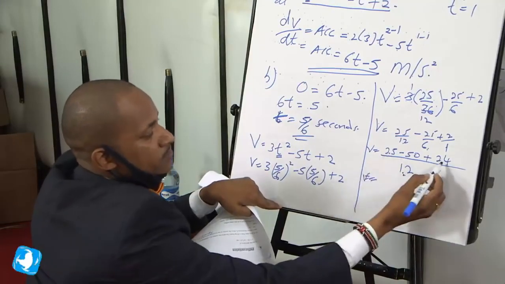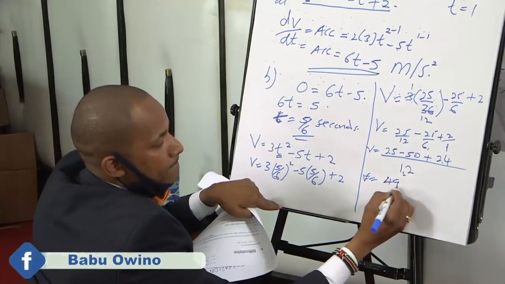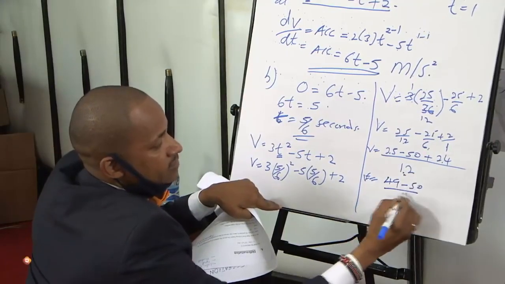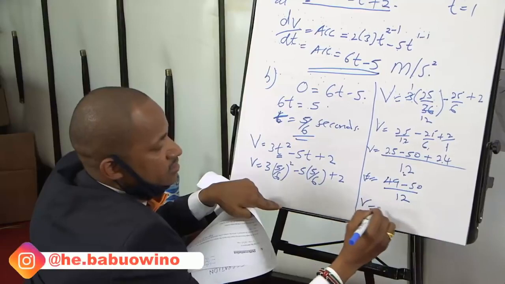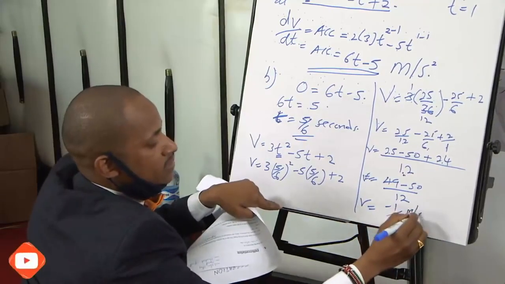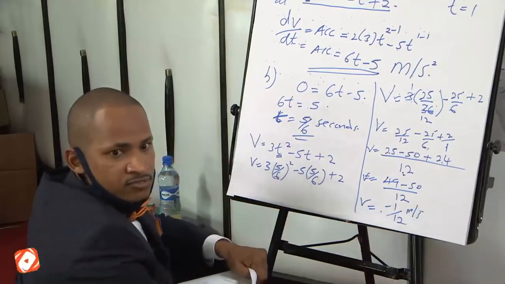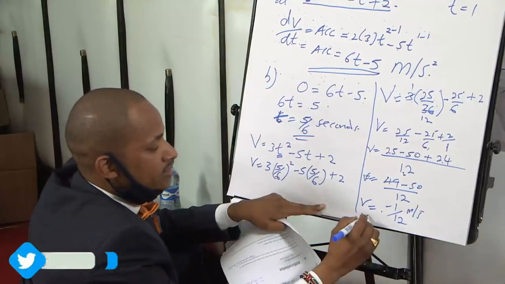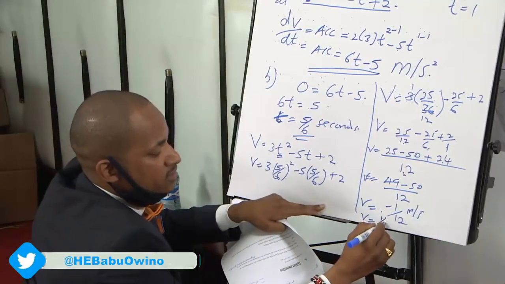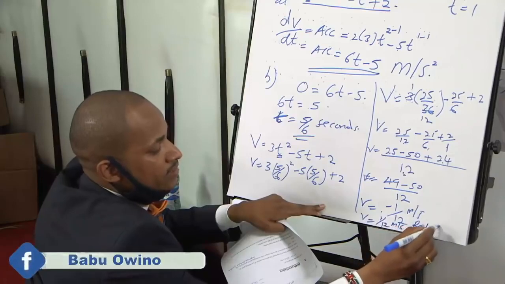25 plus 24 is 49, minus 50, divided by 12. So velocity is equal to minus 1 over 12 meters per second. And remember, I told you when the velocity is negative, it means that the body is retarding. So you write velocity is 1 over 12 meters per second, but you write retardation.